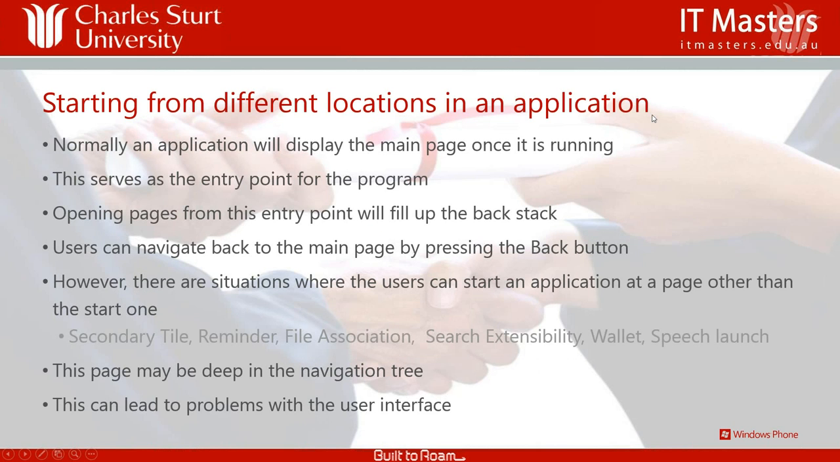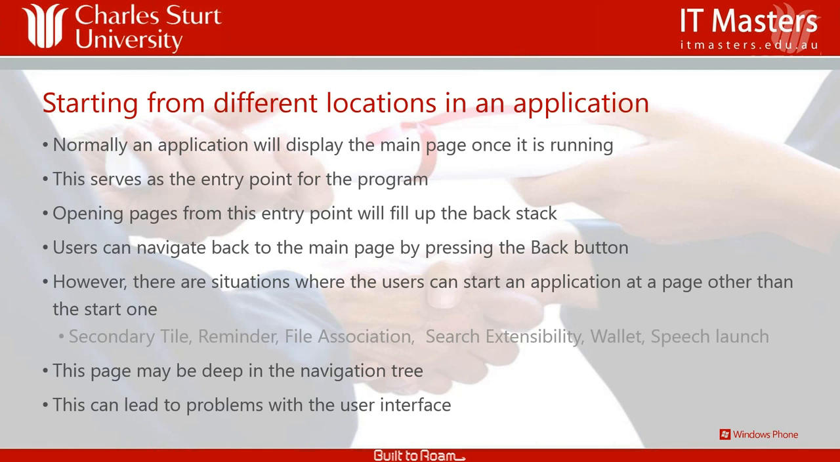Now, the one other thing to be aware of, in particular in Windows Phone 8, is that applications can now start from a number of different locations. When Windows Phone first came out, there was really only one way an application could be launched, which was from the start screen, or the application list. Doing that would launch the application and always launch it on the main page of the application.